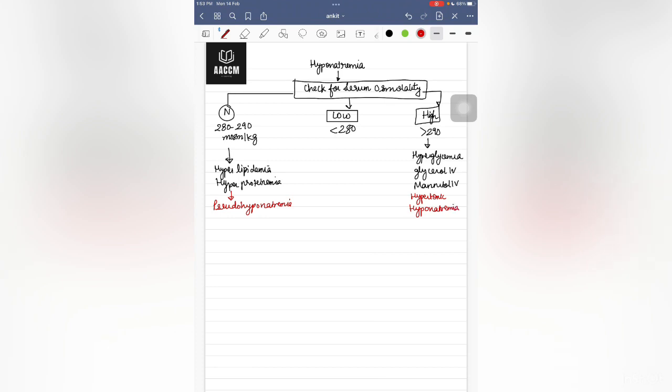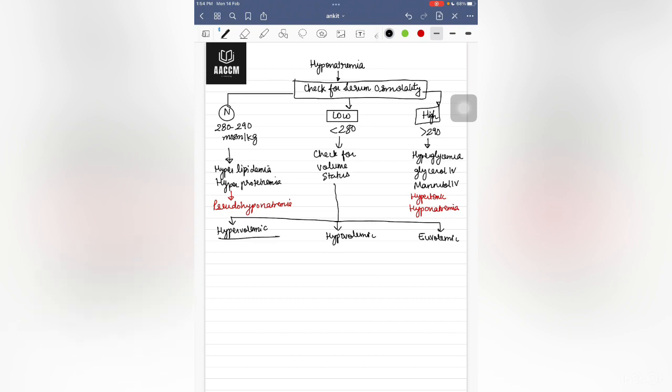Now, if the serum osmolality is low, in this situation, what are we supposed to do? This is a tricky thing here. We have to check for volume status. Obviously the volume will be either high, we call it hypervolemic, or low, we call it hypovolemic, or normal, we call it euvolemic. So the terminology here will tell us about either hypervolemic hyponatremia, hypovolemic hyponatremia, or euvolemic hyponatremia.